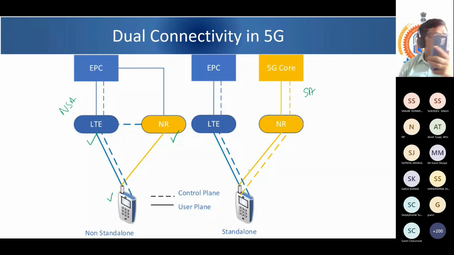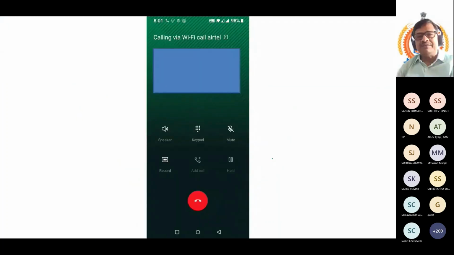Okay, so if your device can connect to both networks, you have double the data. So you may be using LTE as well as NR. You might have seen that nowadays even in 4G, calling via Wi-Fi comes. That is the concept in 5G also.